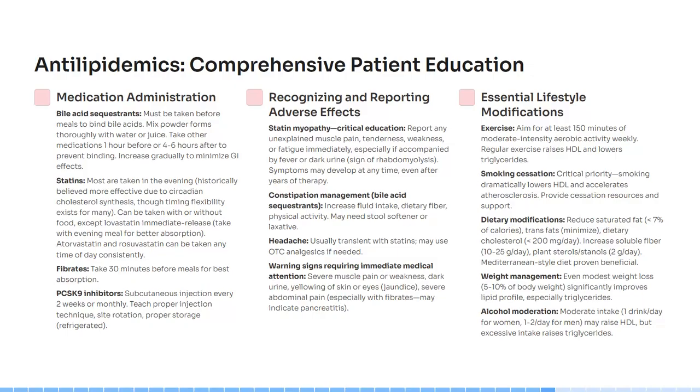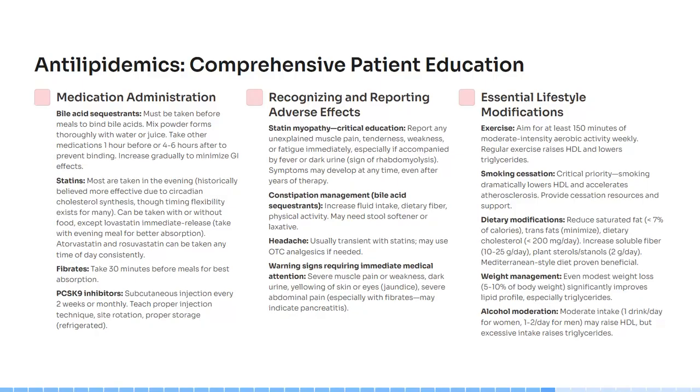Exercise. Tell your patients they need to aim for at least 150 minutes of moderate exercise every week. Regular exercise is going to raise that HDL and lower those triglycerides. They need to quit smoking. That's very important because smoking dramatically lowers the HDL and accelerates the plaques that they have. So give them resources, help them to quit smoking.